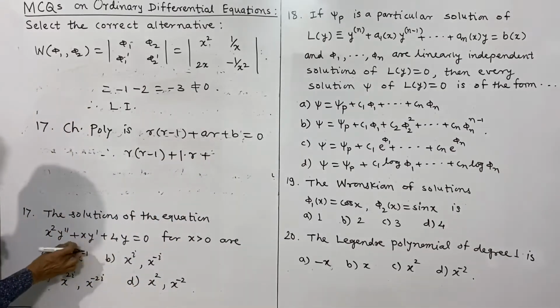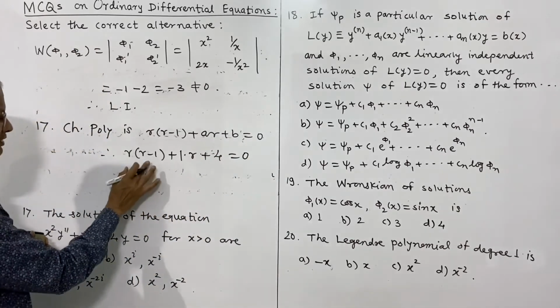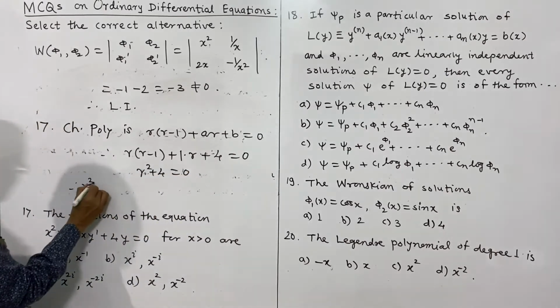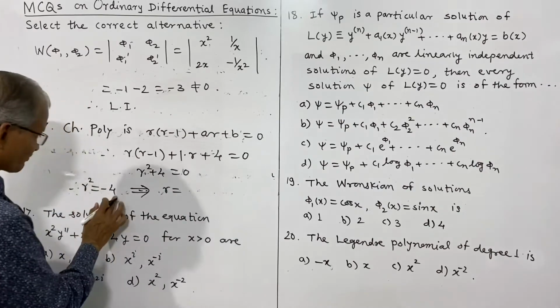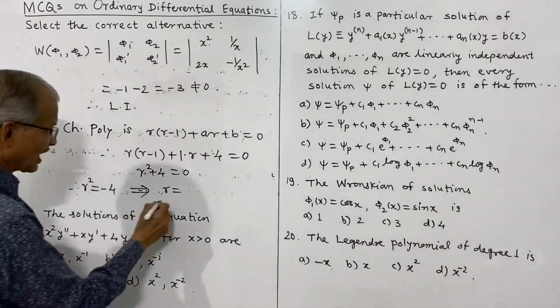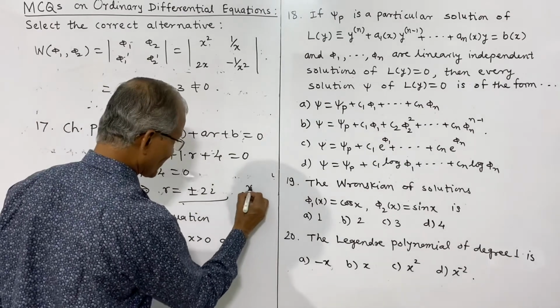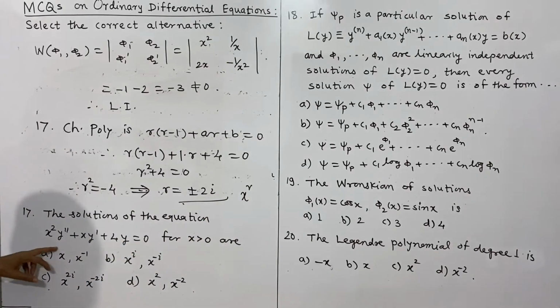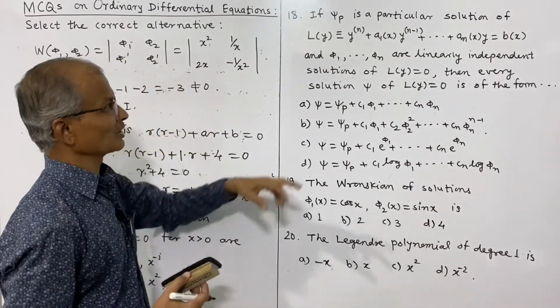B is the coefficient of y. Here a is 1 and b is 4. So r into r minus 1 plus r plus 4 is 0, or r square plus 4 is equal to 0. That is r square is equal to negative of 4, which implies r is equal to the square root of negative 4, and the square root of minus 1 is i, so r is plus minus 2i. This is the value of r, and therefore the solution is x to the power 2i and x to the power negative 2i. So this is the choice C. The correct alternative is C.